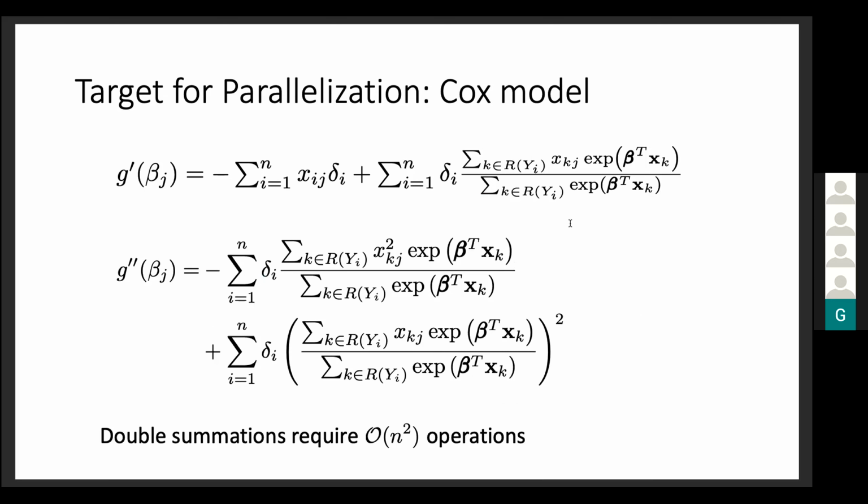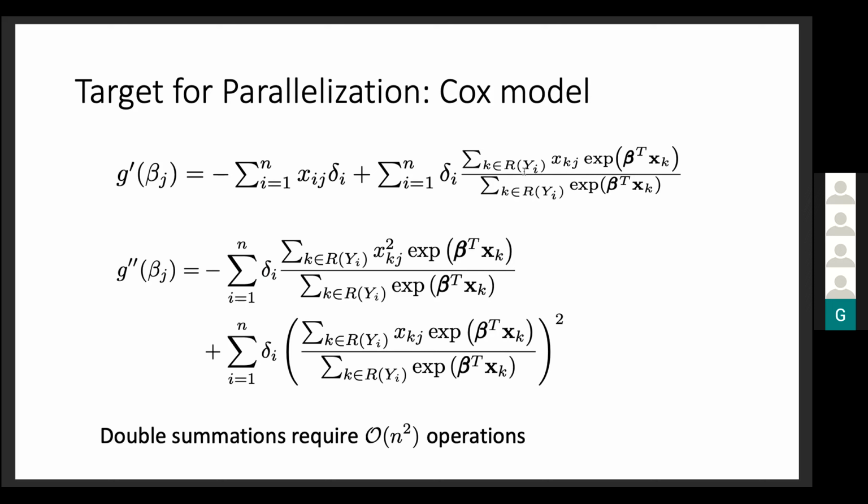So let's take a look back at the Cox model. As we mentioned before, the computation of the gradient and Hessian is the most computationally expensive part in our model fitting, and that's why this is our target for parallelization. The reason that this part is the most time-consuming is that it contains many double summations. Each double summation requires n squared operations, because the inner summation requires n operations, and the outer summation again requires n operations.